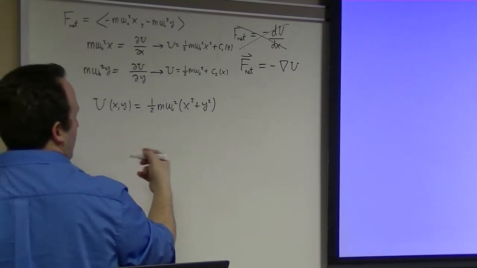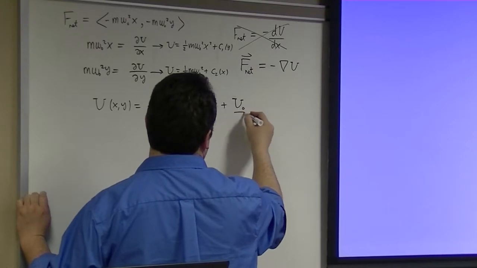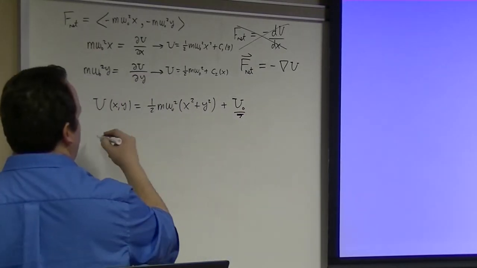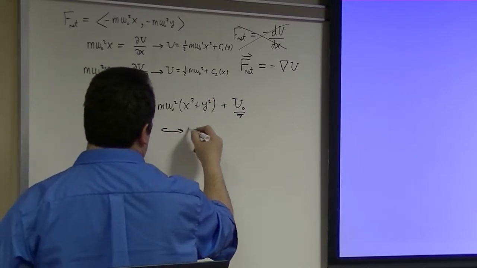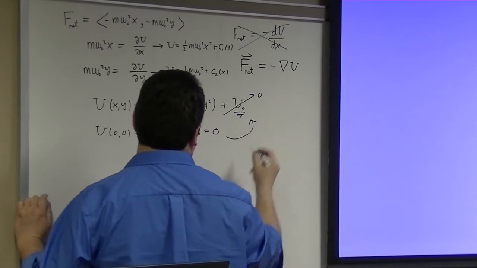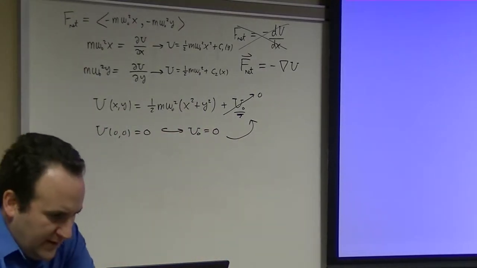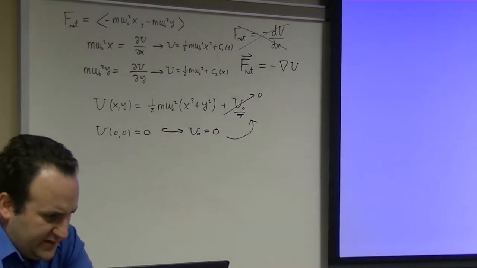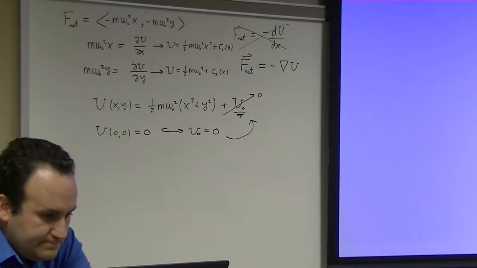Now, I could have a constant in principle here, some constant. But I'm also told that u of 0, 0 is supposed to be 0. So that tells me that u naught should be chosen to be 0. Okay, and I think I've just solved part B for you. My apologies. It's forgiven.